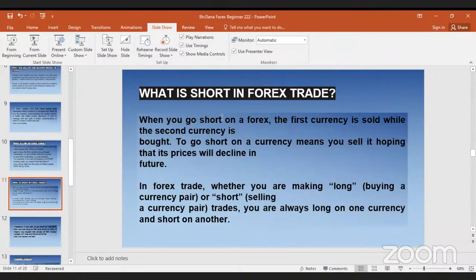So this is it. When you go short in the forex market, the currency is sold and the second currency is bought. Don't pay attention to all of this now. Just have it at the back of your mind that going short means we are selling. So let's move along.